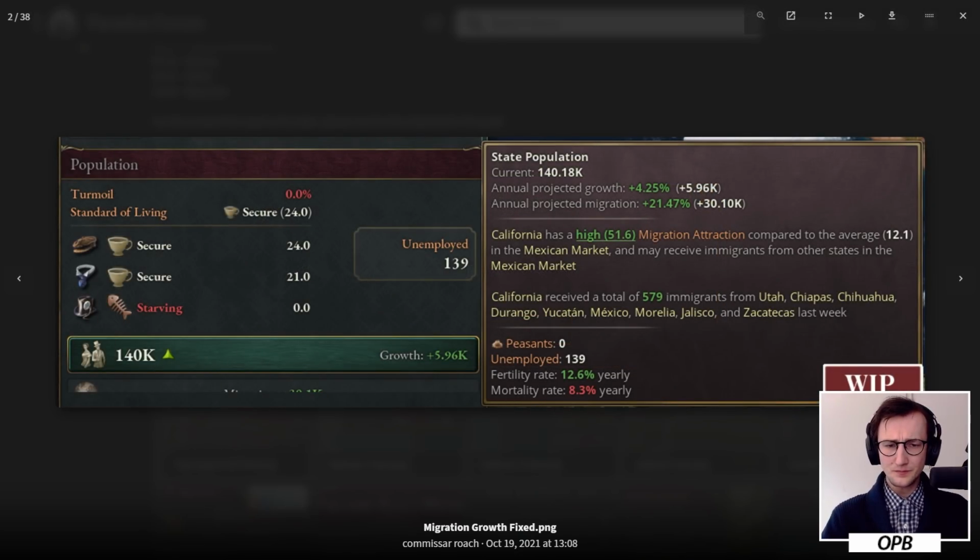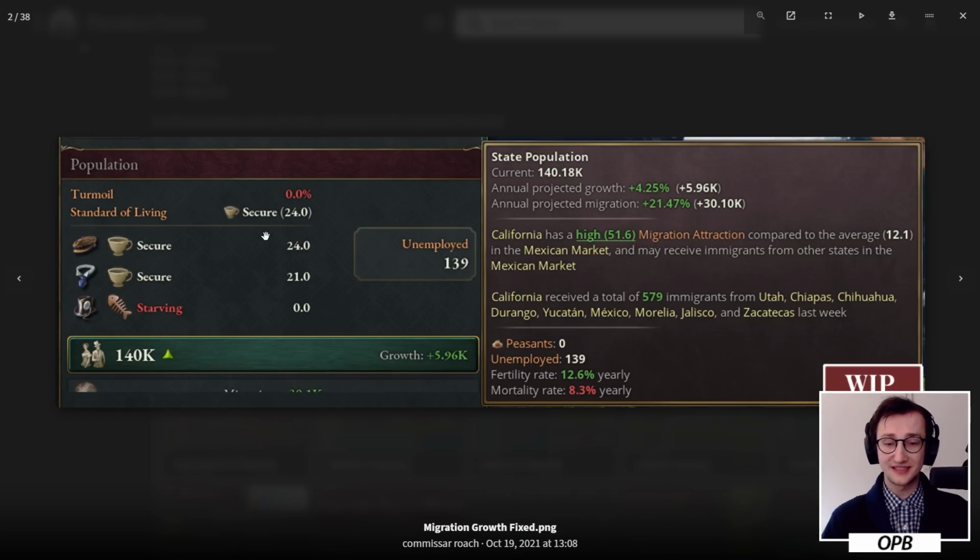Right here, we're seeing a state population. You can see it in the projected growth and the projected migration. The migration attraction of this, which is California, is high, and you cannot see why here, but you're going to see it in another screenshot. You can see where the migrants came from, what the average migration attraction is and whatnot.